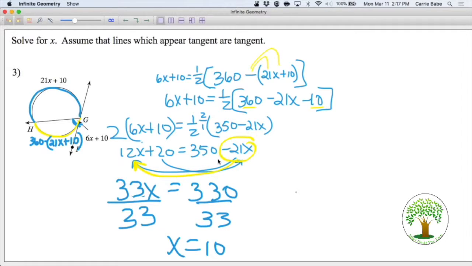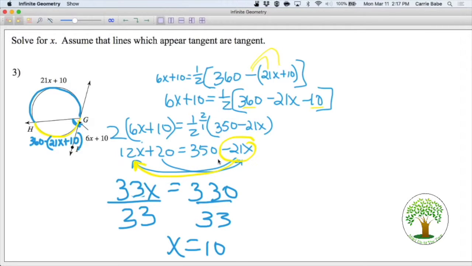You didn't use over here. You said it was 6x plus 10 equals half of 350? I did 350. Oh, half of 350, not 360. So maybe that's what happened. It's 170, then it should still divide out to be 10. If you follow the rules of algebra correctly, even though we did it in a different order, a different manner, we should get the same answer.